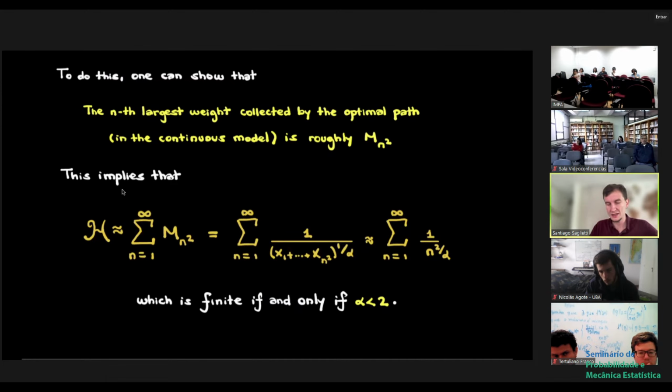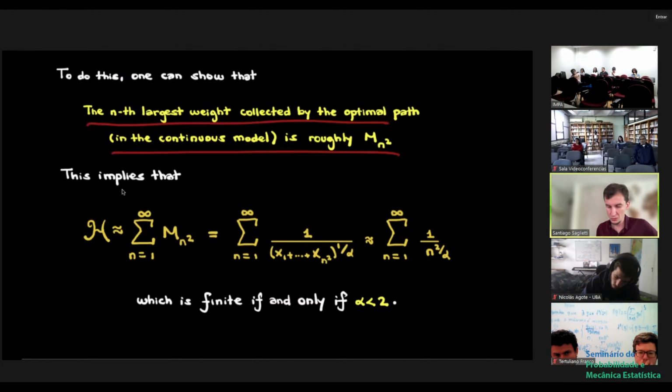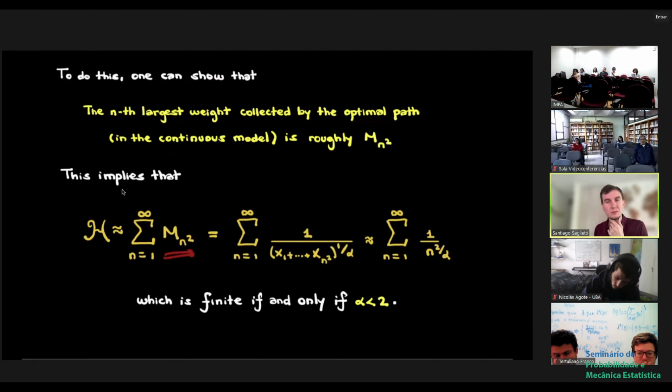So what happens is that the nth largest weight collected by this maximizing path is roughly the n squared largest weight of them all. So the optimal path is going to miss a lot of weights. Essentially, the nth largest one it's going to collect is going to be like the n squared largest. So if you think of these heuristics as being true, then H is just going to be the sum of these weights, because these are the weights collected by the optimal path.